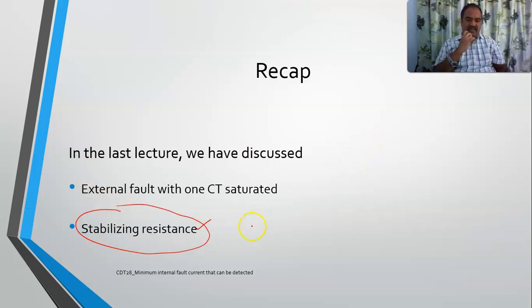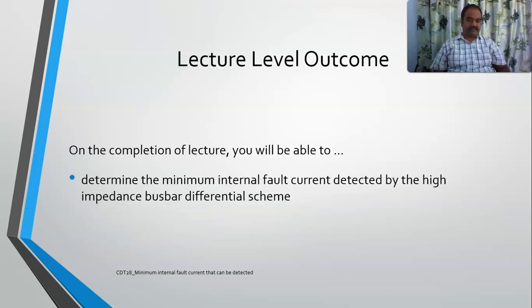Now, its value is equal to V set by I pickup value, and this V set is to be adjusted such that your maximum fault current is being met. So in today's class, we will determine an expression for the minimum internal fault current which can be detected by this high impedance bus bar differential scheme. Using this high impedance is inevitable for us in order to stop these false alarms.